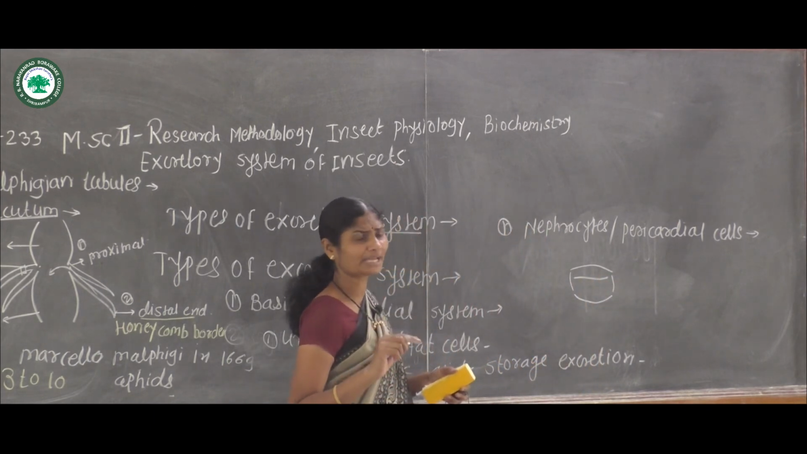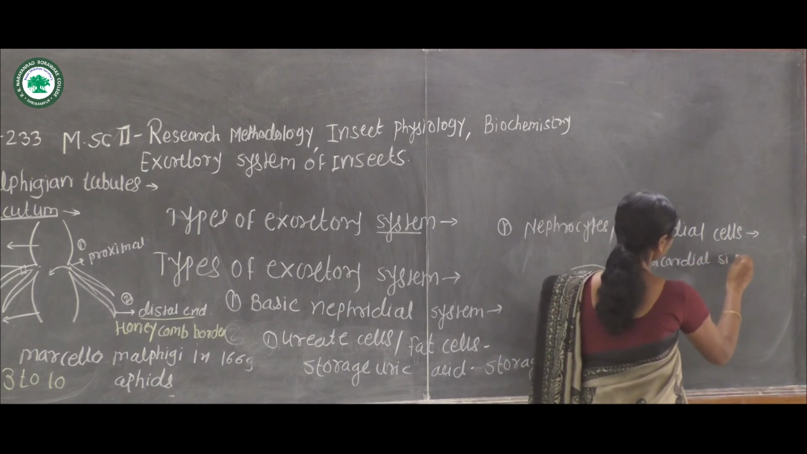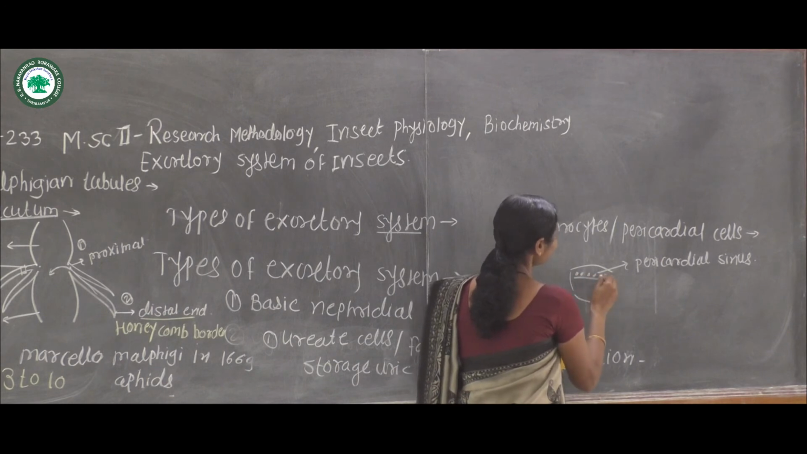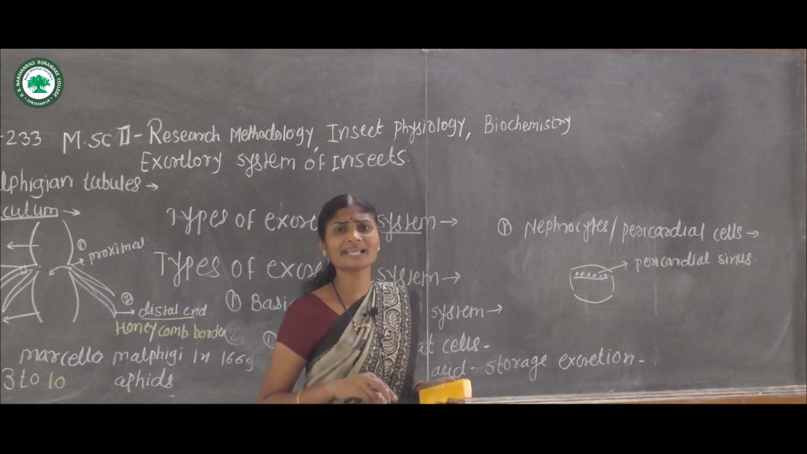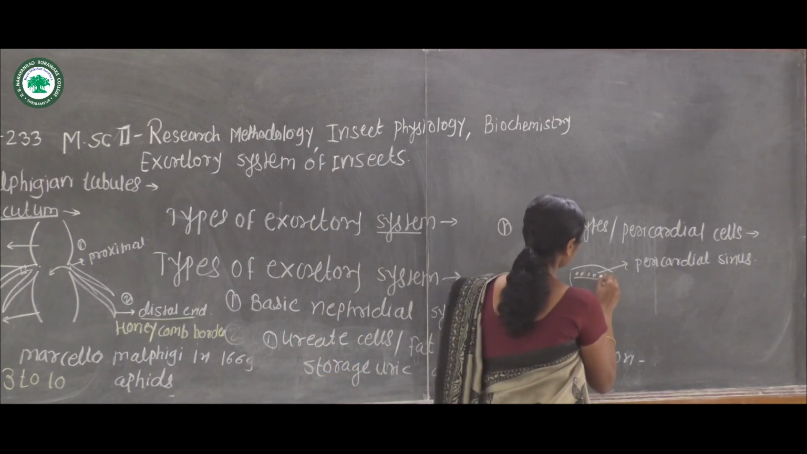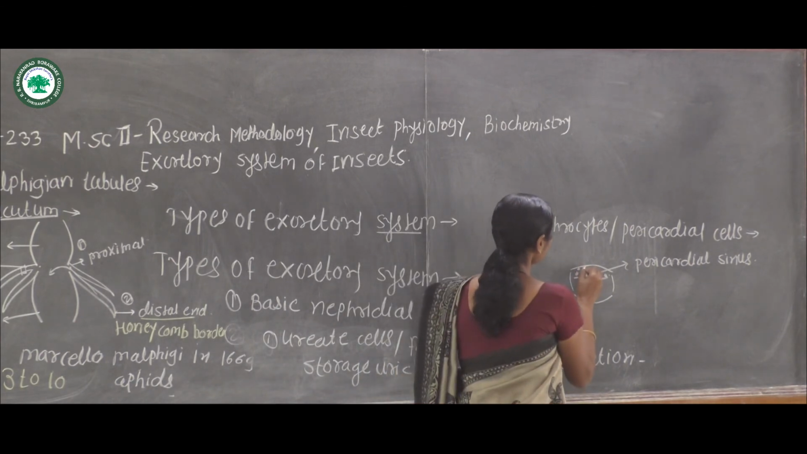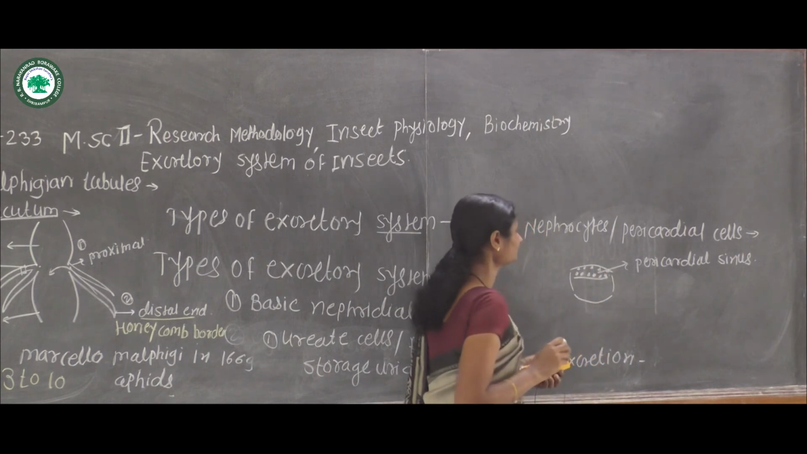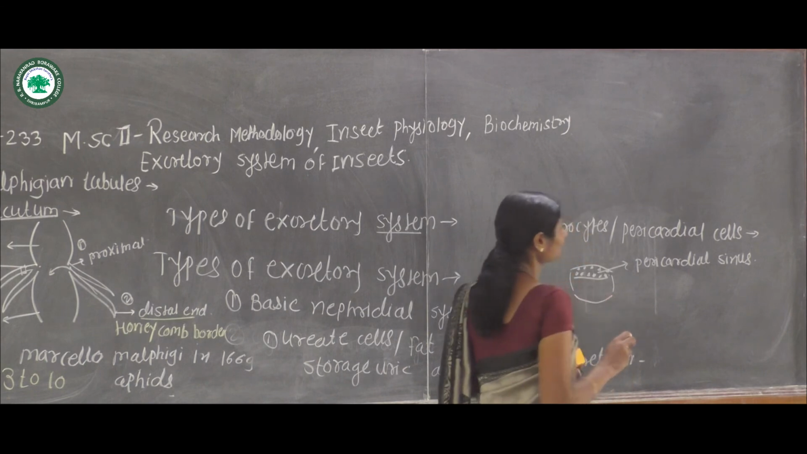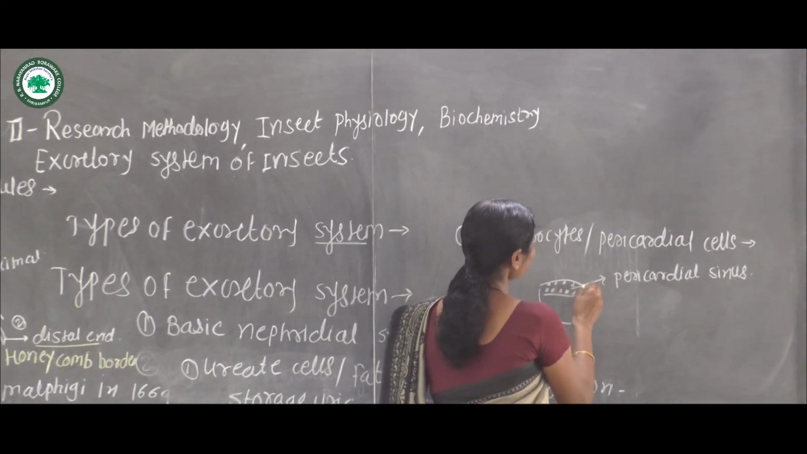Below the upper tergum plate, a space is present called the pericardial sinus, and in this pericardial sinus, pericardial cells are present. These pericardial cells are involved in storage of uric acid, and when loaded with uric acid, they get attached to the inner side of the tergum plates, and when molting takes place, the stored uric acid is eliminated through the molting.